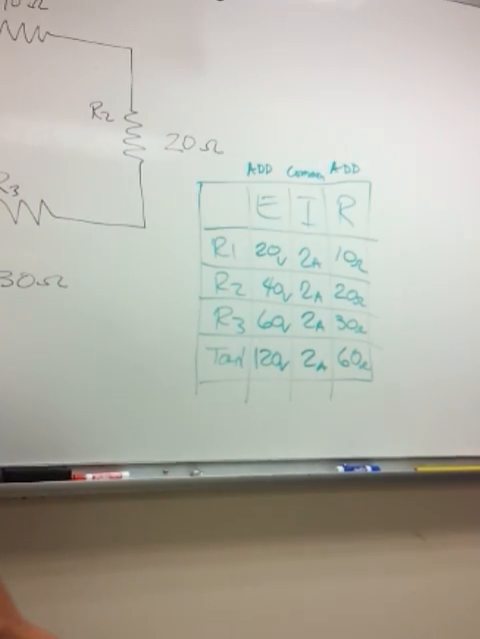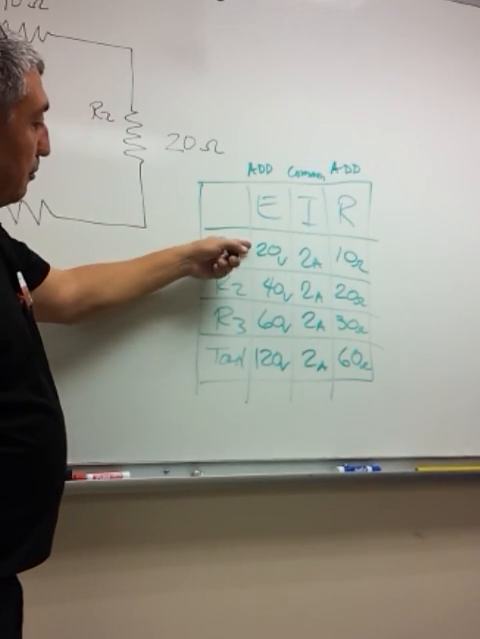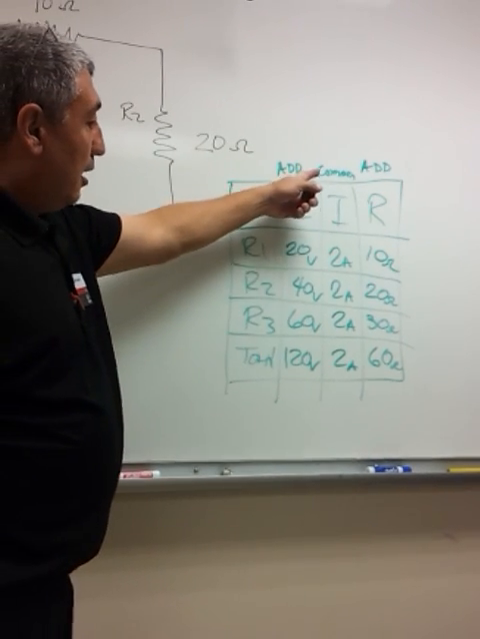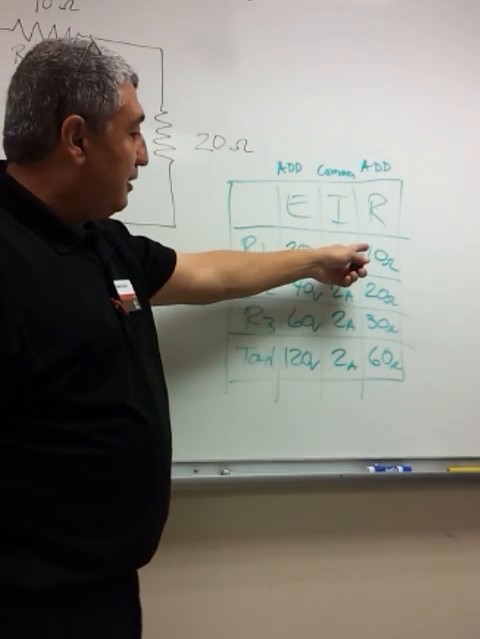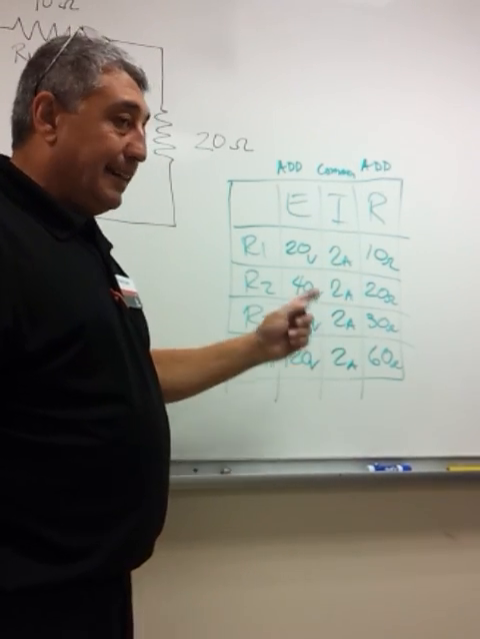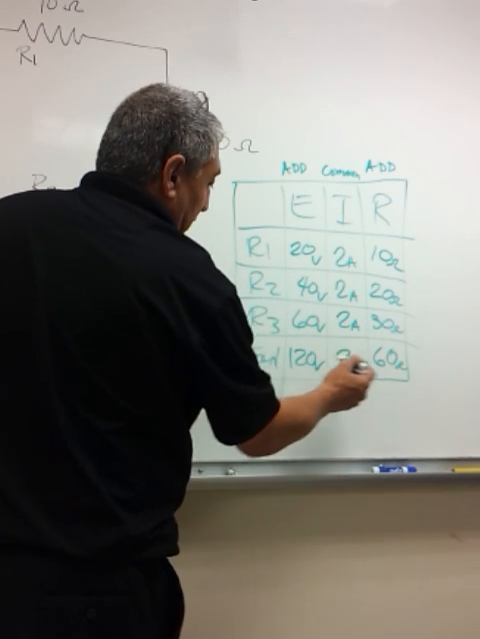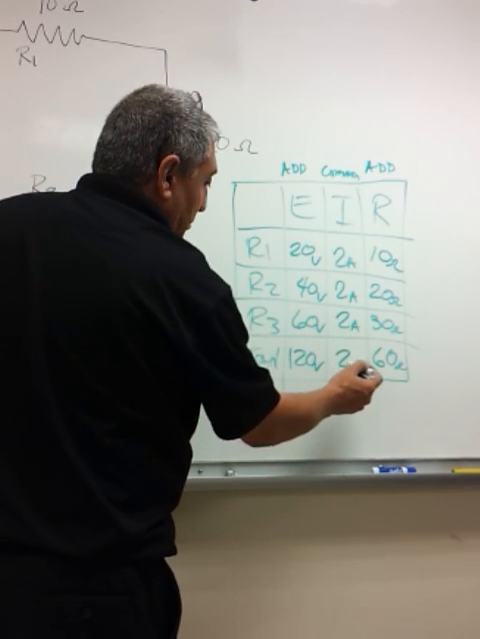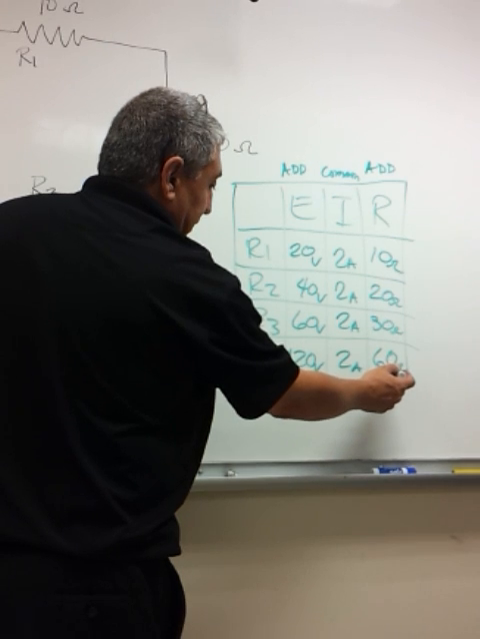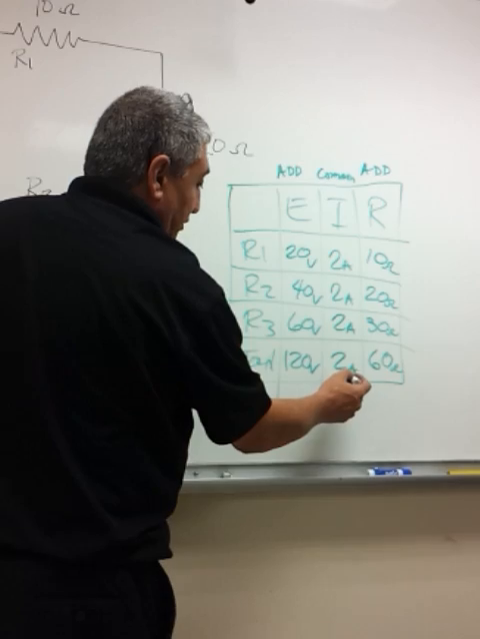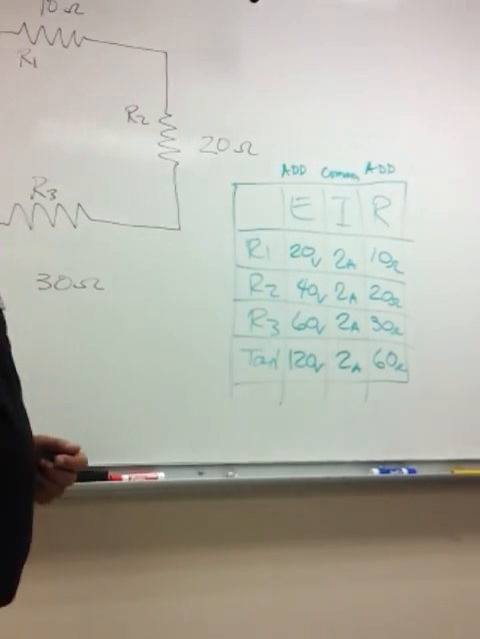Now we can check our work by seeing if these add up. 20, 40, and 60, they do add up to 120. Our amperage is common, and our resistance does add up. An additional check is, can we use Ohm's law down here? If we divide 120 by 2, do we get 60? Yes, we do. And if we divide 120 by 60, we get 2. All of our answers check out.